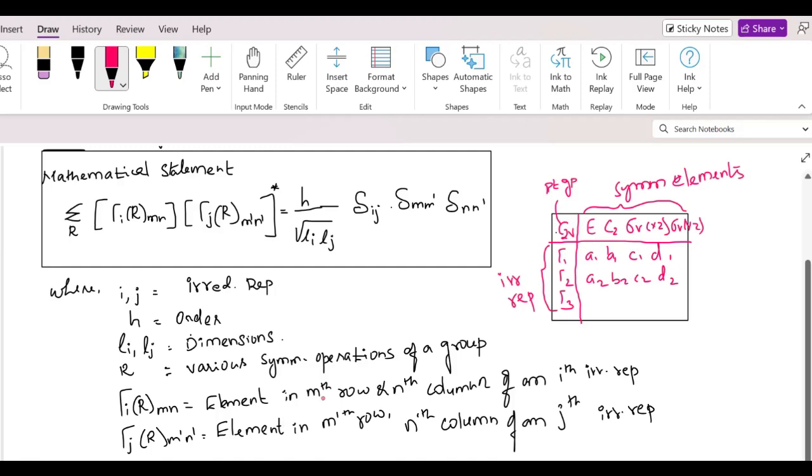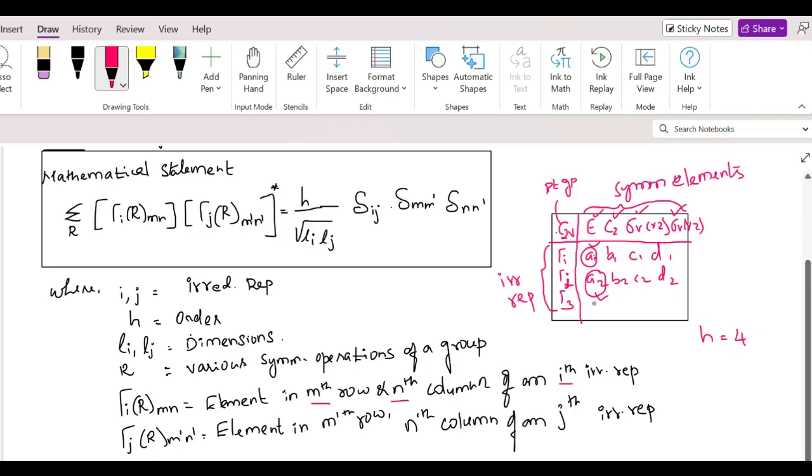Now the element in the mth row and nth column of the ith irreducible representation is represented like this. If this representation is considered to be the jth irreducible representation, then the m dash row and n dash column will be this one. So this is the element represented over here. Then what will be the order? How many symmetry elements do you have? 1, 2, 3, and 4. So h will be the order over here.